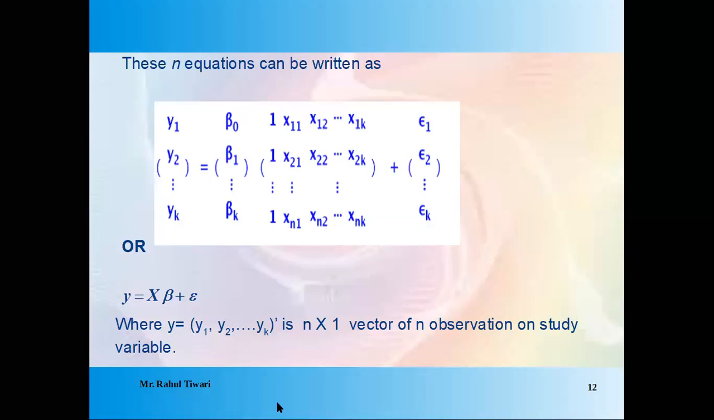This is yn, this is also n. So we have y1, y2, yn. So how is it an n cross 1 vector? Can you tell me? N rows, 1 column, right? We have n rows and 1 column. And I think this is K. This is correct.